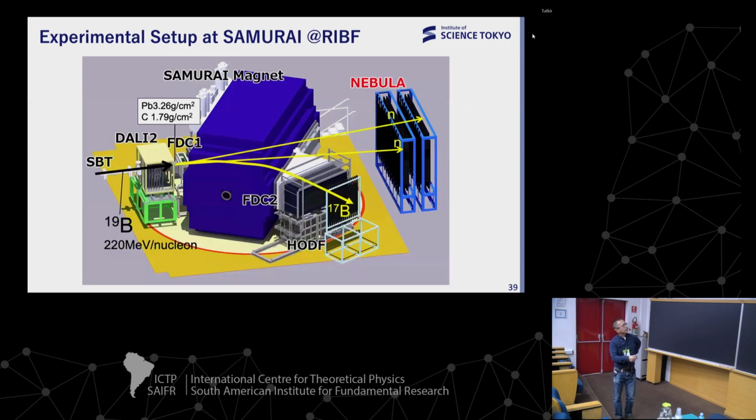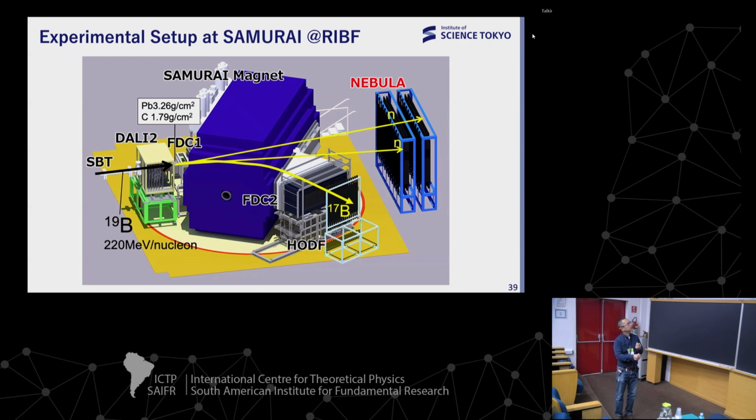And in the SAMURAI facility now, you saw this smaller magnet which I built in my PhD thesis, but now we have this big magnet. This is the SAMURAI magnet, a 3 Tesla superconducting magnet, 600 tons, 10 times heavier than what we used in the previous experiment, actually. And then, in this case, the boron-19 beam was produced from the RIBF fragment separator and impinged on the lead target located here.